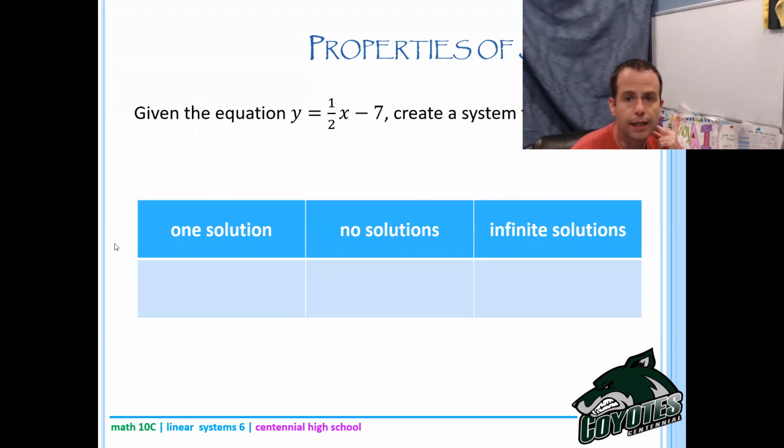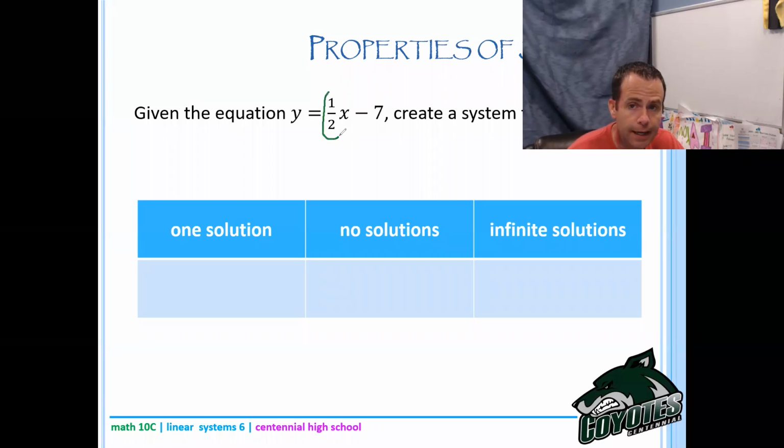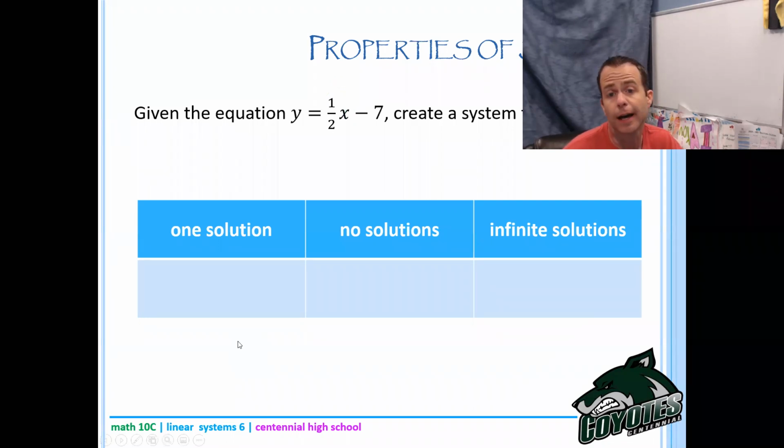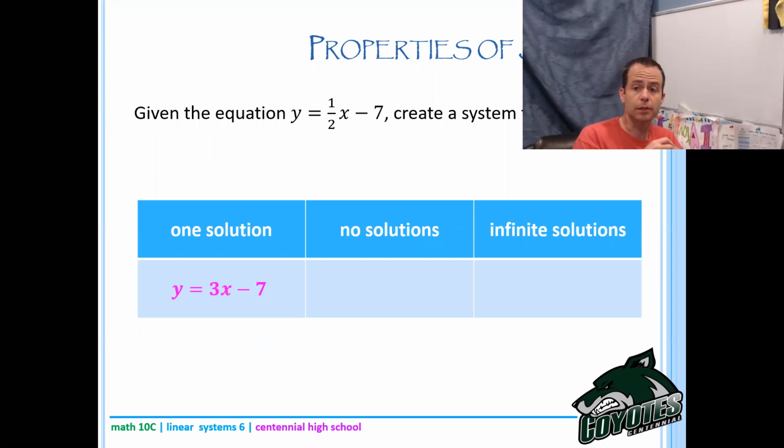So if I want one solution, all I have to do is change the slope. Well, this is already in y equals mx plus b form, so I already see, hey, I have a slope of 1/2 here. I can write anything I want here as long as it doesn't have a slope of 1/2, okay? So I wrote 3x minus 7. It totally doesn't matter, okay? 50 of you watching this video could have 50 different answers. It doesn't matter as long as the slope is not 1/2, then you've created a system that has one solution.